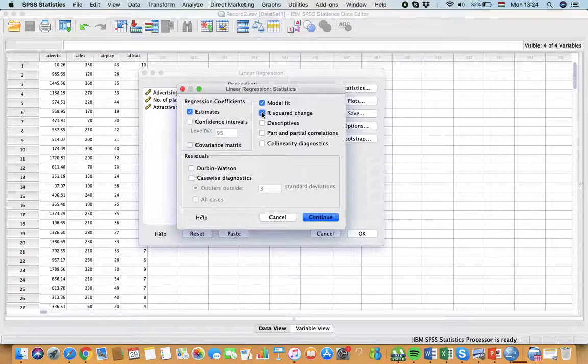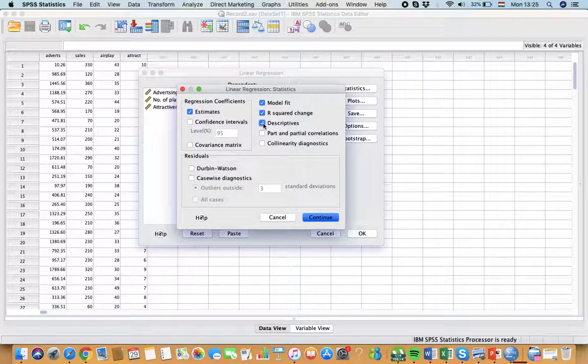Then you've got the R square change. This is the R square resulting from the inclusion of a new predictor. And so it tells you how much the new predictor contributes to the model. And then the descriptives, it gives you the mean, the standard deviation, and the rest.